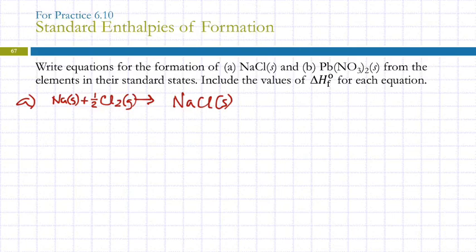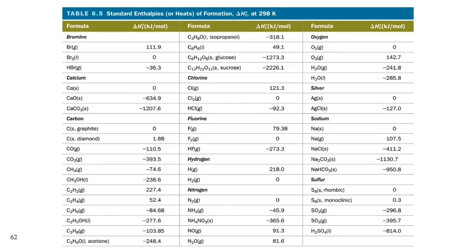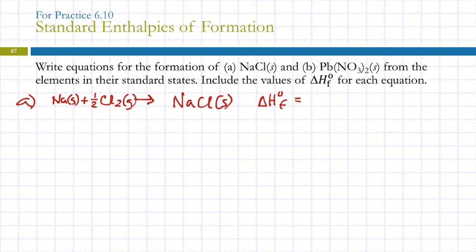And then I go look up the standard heat of formation for that. So I go to my table, and here's sodium chloride solid, minus 411.2 kilojoules per mole. My product is always 1 mole. Any questions? Let's do the second one. Lead nitrate.